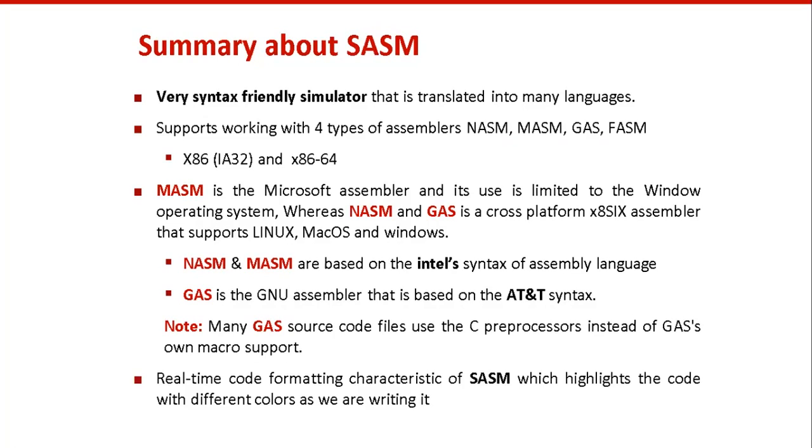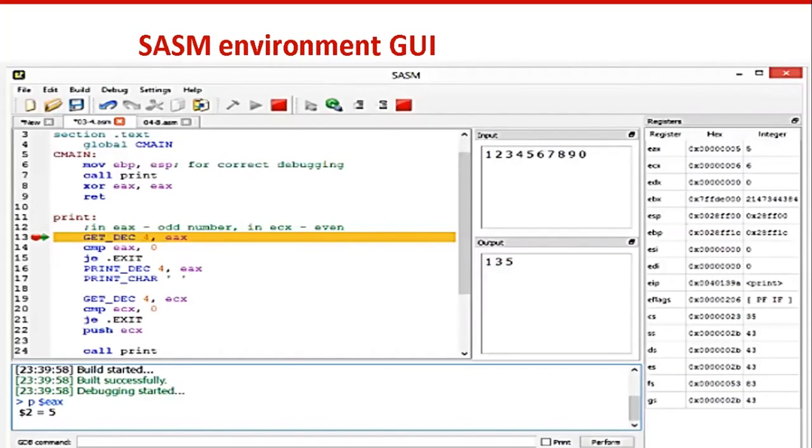Then we saw the real-time code formatting characteristic of SASM, which highlights the code with different colors as we are writing it. Well, this is available in the majority of simulators and programming languages, so no big deal on this one, right? Now let me show you the environment that we are going to work in. Here it goes. This is the SASM graphical user interface. It's very good looking, right?